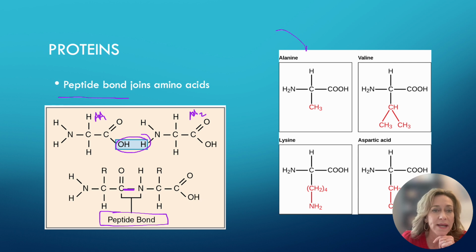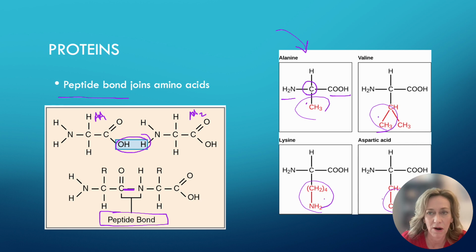These are 4 example amino acids. Absolutely do not memorize anything about the R groups. I just wanted you to see some variation, right? They all have the amino group. They all have the carboxyl group. They all have the central carbon. They just vary based on the R group.